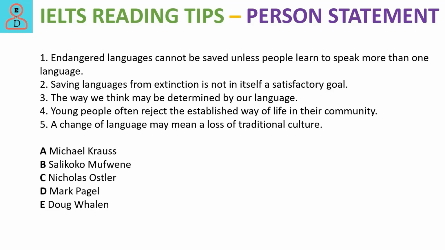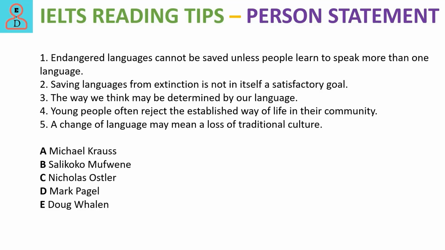Now, let's have a look at the example that we are going to solve today. As you can see, there are 5 statements, and we have to match each statement with the persons given below. Another important thing which you need to keep in mind is that it is not necessary that every person will be matched to at least one of the statements. It could be the case that one person is matched with one or more statements and one person is not matched with any of the statements.